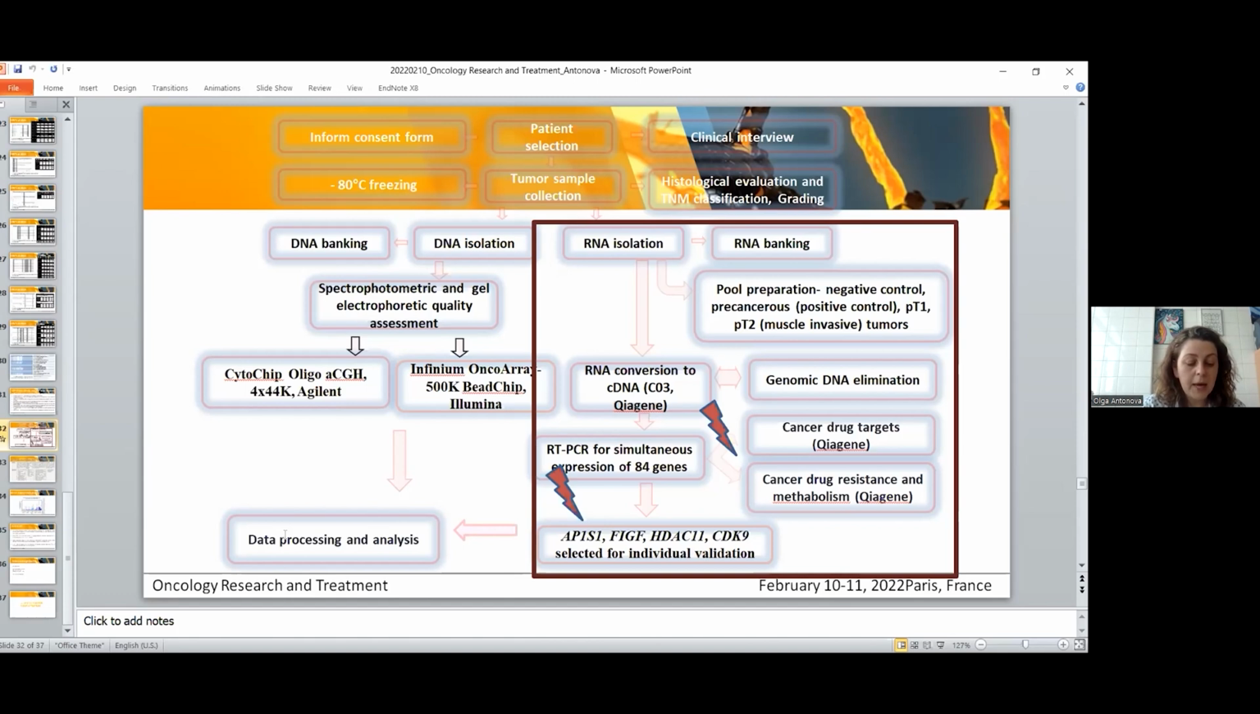The relative mRNA expression of genes involved in the regulation of the cell cycle, DNA repair, drug resistance, metabolism, and growth factors was analyzed with cancer drug resistance and metabolism arrays according to the manufacturer's instructions from QIAGEN. After these results, we found several upregulated and downregulated genes, but we selected these 4 genes, AP1S1, FIGF, HDAC11 and CDK9, for individual validation in a cohort of individual samples. For this validation, we used 40 different samples.